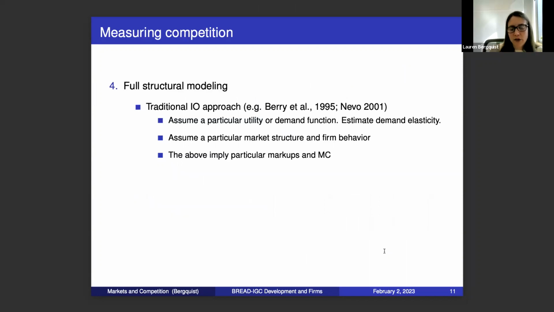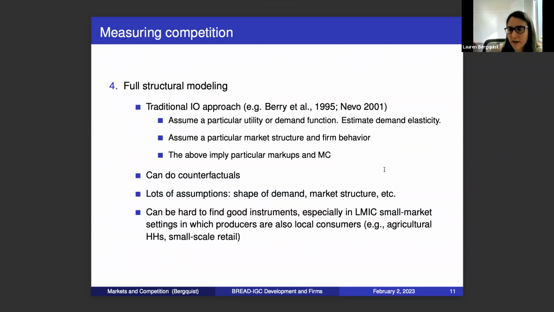Okay, and then the last very large bucket of approaches that I'll talk about here is the full structural modeling. This is the traditional IO approach, and I'm going to go over it in really high level detail, but for those who are familiar, you can think about the very classic BLP approach. In this approach, you basically assume a particular utility or demand function. You try to get supply shifters to estimate demand elasticity, and then you assume particular market structure and firm behavior, and those two things together imply particular markups or marginal costs.